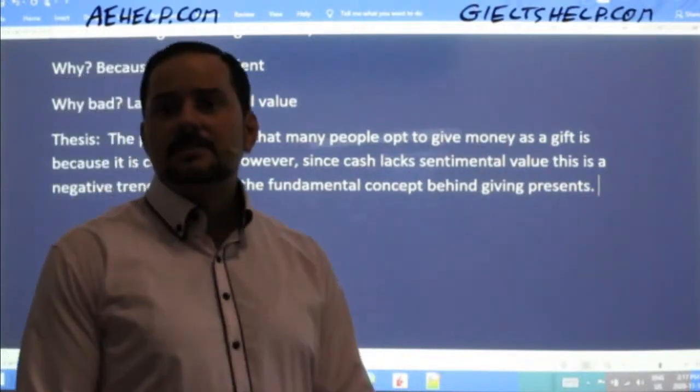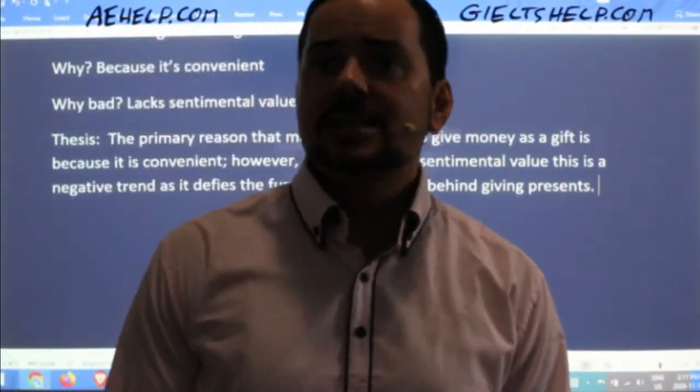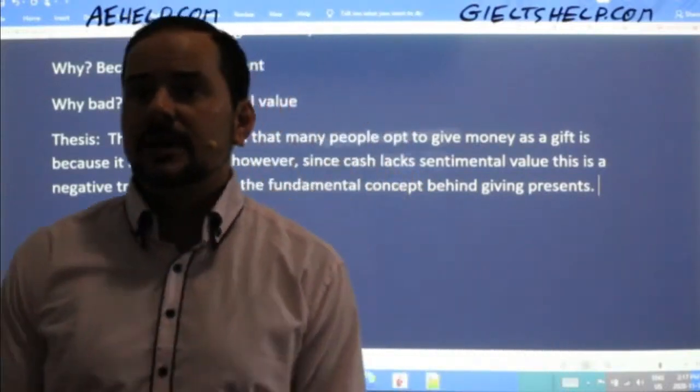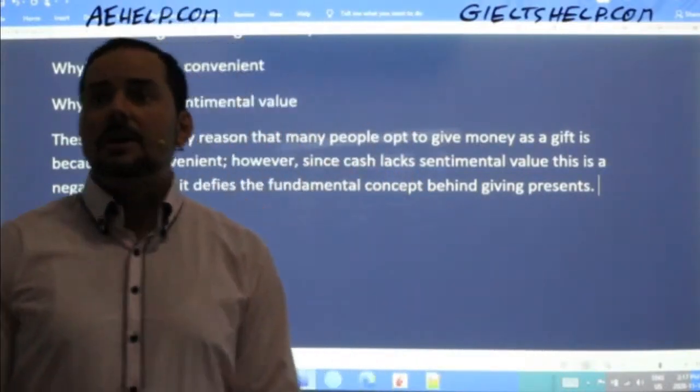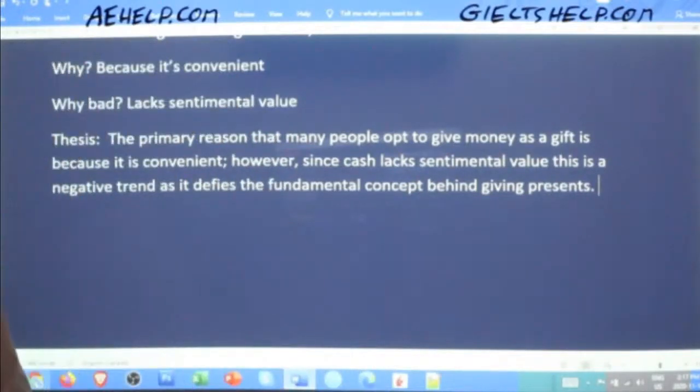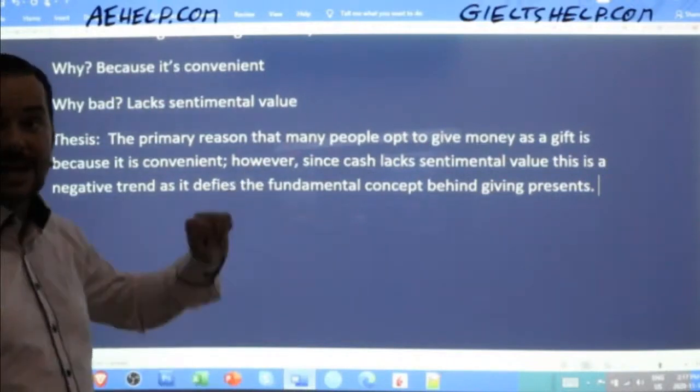Ferdov says, these days, many individuals prefer to give cash as it is convenient. However, I believe this is a negative trend as it lacks sentimental value and does not show care. Yeah, so very good, Ferdov. Sentimental value and care. Ferdov, you literally wrote almost exactly what I wrote.